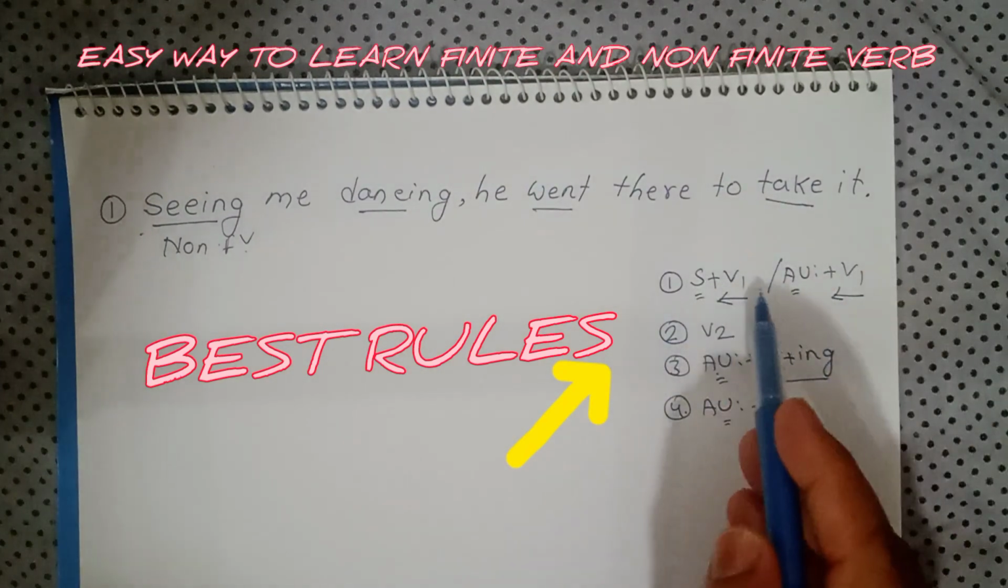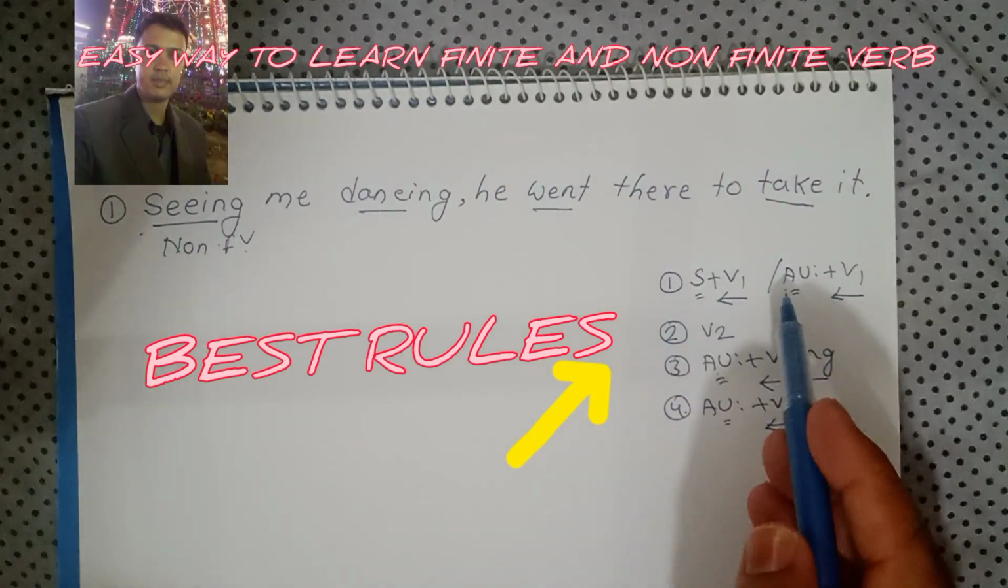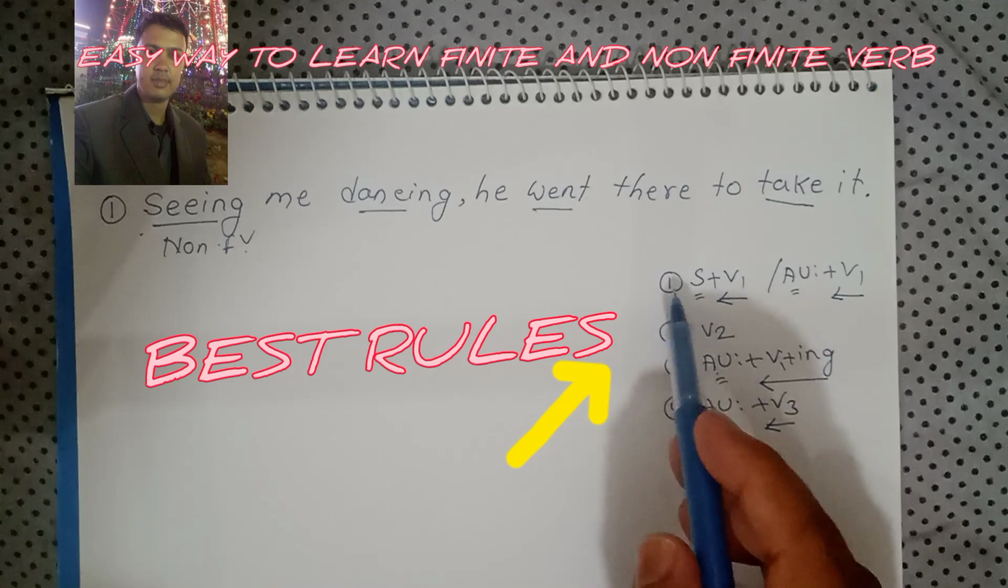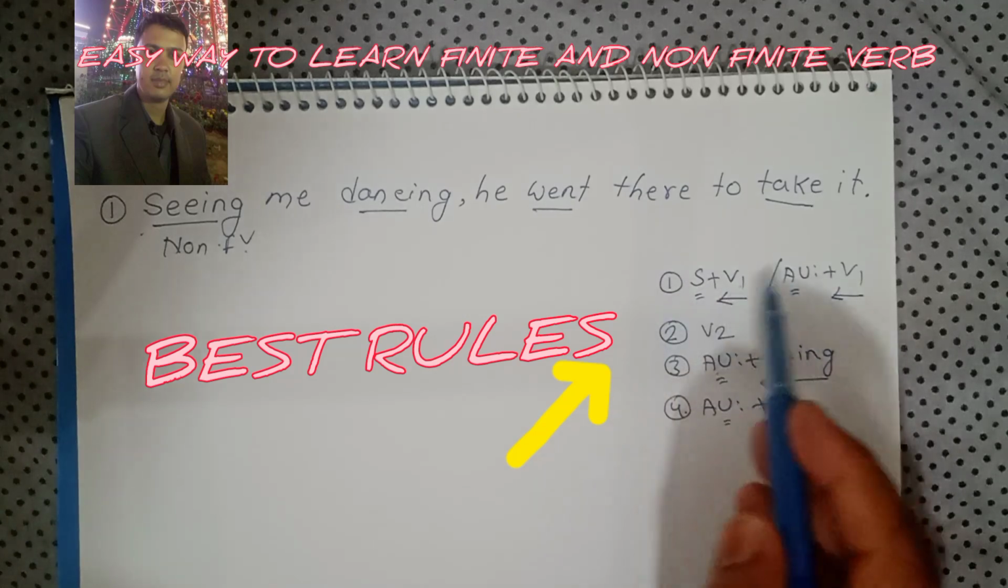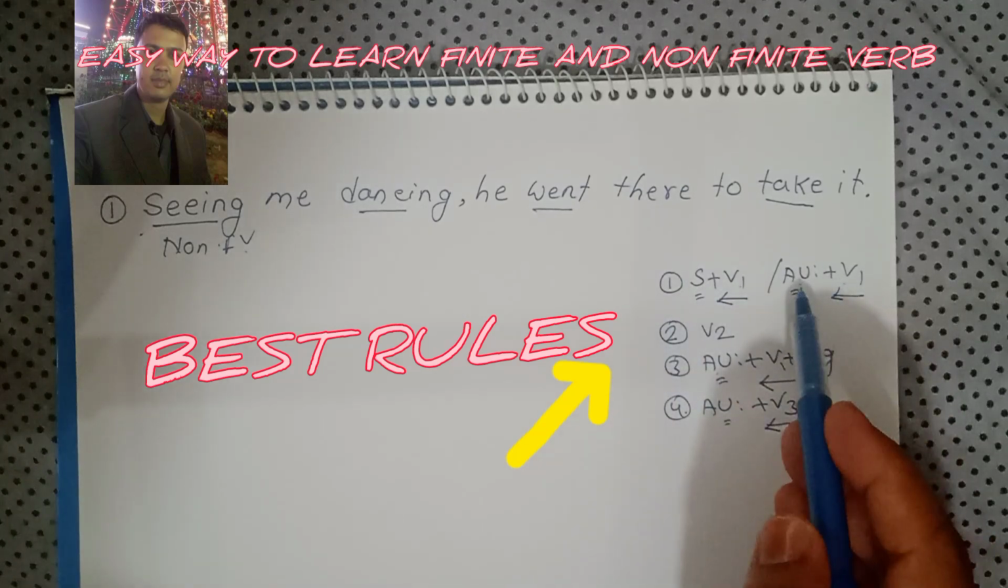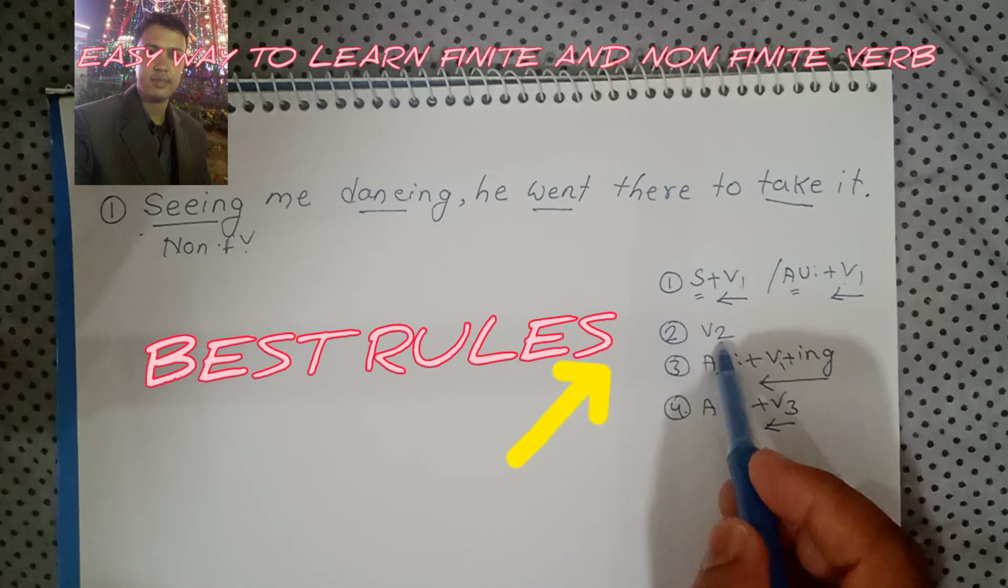To know finite verbs, there are 4 rules. If you know these 4 rules, you can easily find out which one is a finite verb. Number 1, subject plus V1. Number 2, auxiliary verb plus V1. And the second one is verb 2.